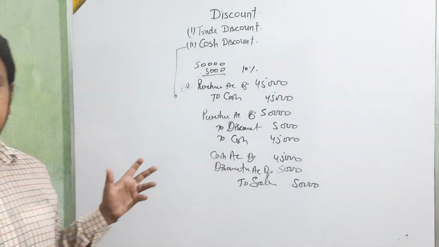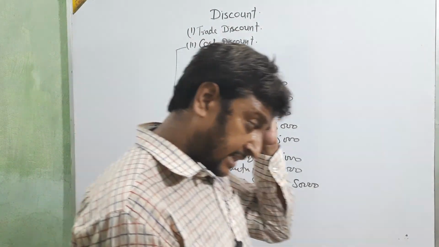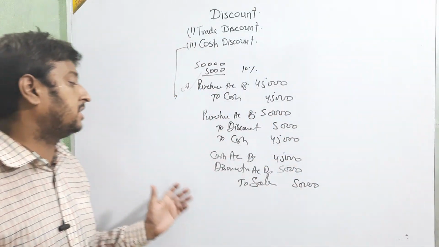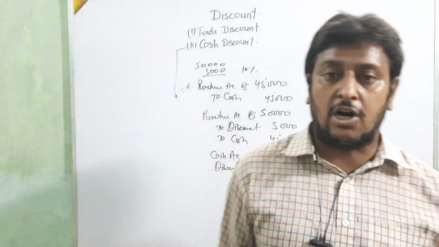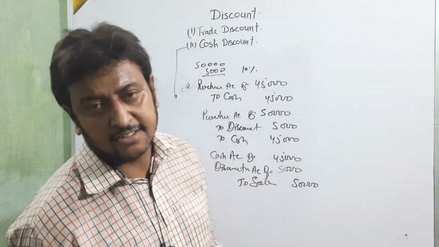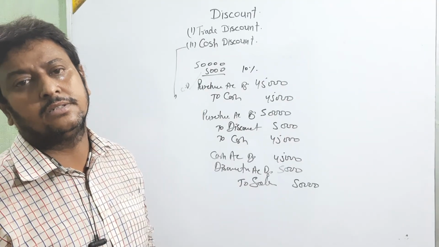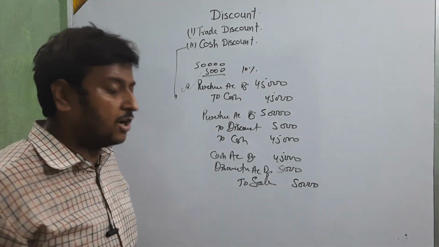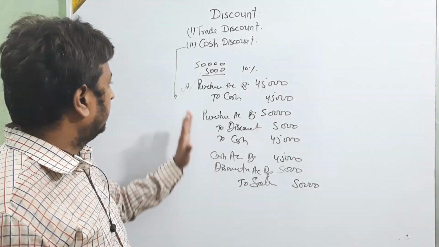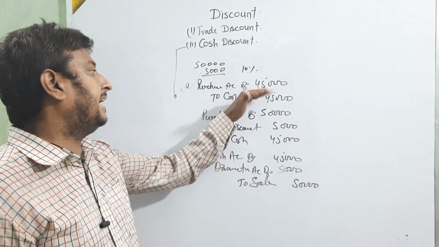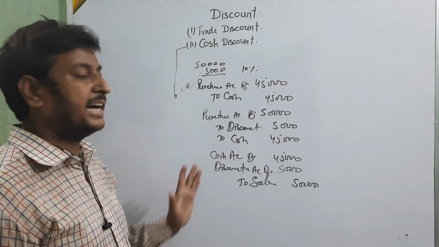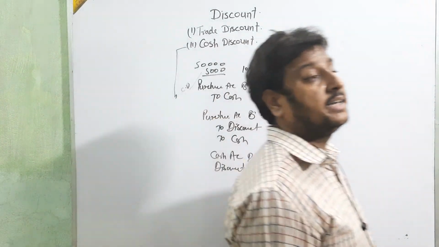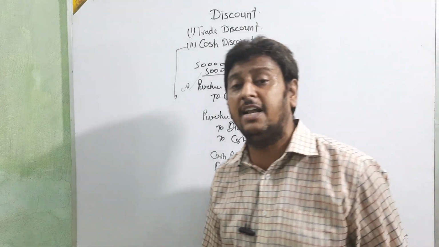Clear? One trick is there: the cash discount always goes with the cash. If cash is debit, then discount is debit. If cash is credit, then discount is credit. Clear? How to show the cash discount? Trade discount we are not going to show, only the amount will be less. In cash discount we are going to show it. If allowed, then debit; if received, then discount will be credit.